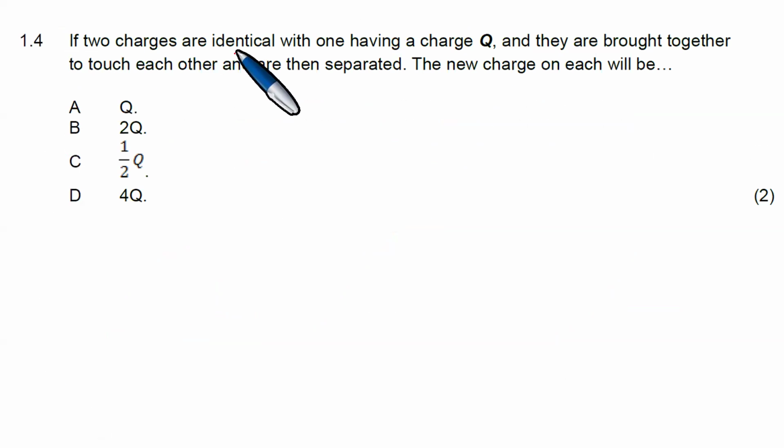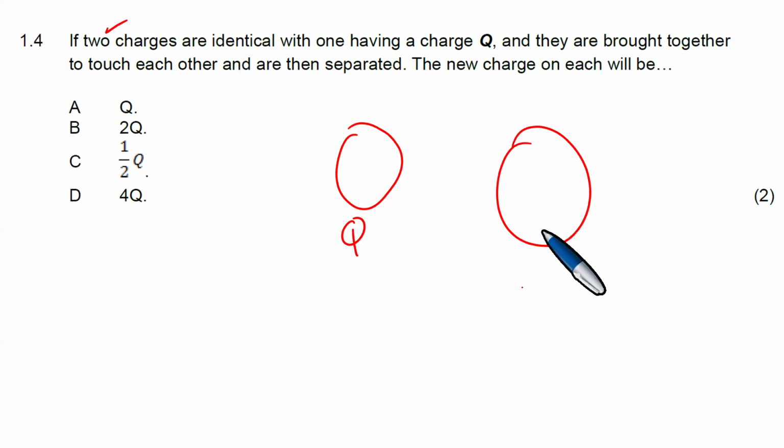If two charges are identical with one having a charge Q, so here are two charges. This one has the charge Q, and here's another one. This one, we don't know. They are brought together to touch each other and are then separated. Okay, you take these identical. What does identical mean? Identical means they're the same. They are brought together and then separated. The new charge on each will be what?